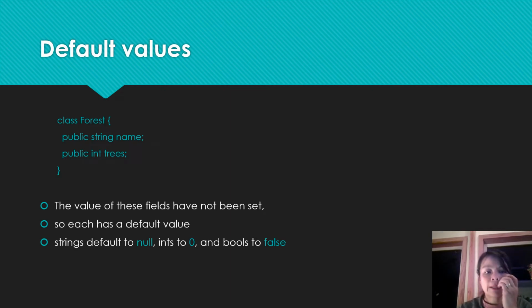So let's look at default values. The values of these fields have not yet been set, so each one already has a default value. Strings default to null, integers default to 0, so the trees default value would be 0, and if there's a bool, it would be false.